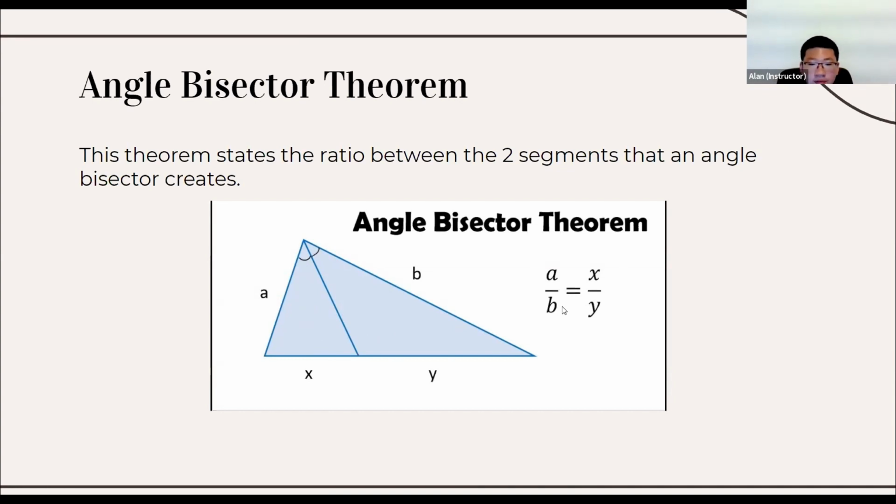You can also think of it as a over x is equal to b over y. You can get this by dividing both sides by x and multiplying both sides by b in the equation to the right, a over b equals x over y. You get that a over x is equal to b over y.